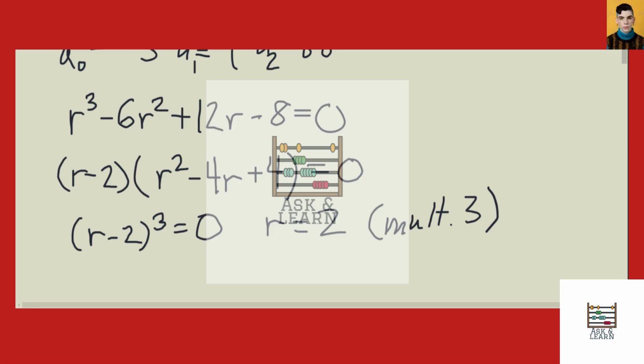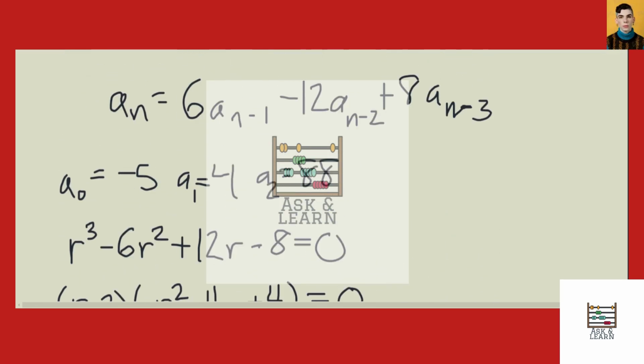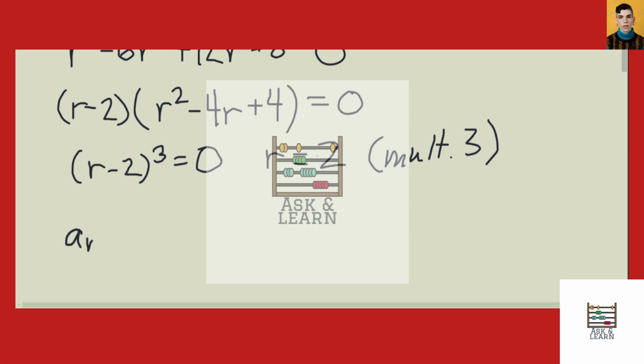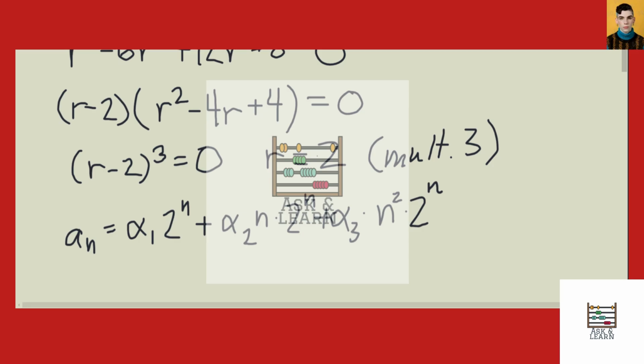And since the roots are all 2, it follows that the general solution is a_n equals alpha 1 times 2 to the n plus alpha 2 times n times 2 to the n plus alpha 3 times n squared times 2 to the n. This is by a theorem from the book.